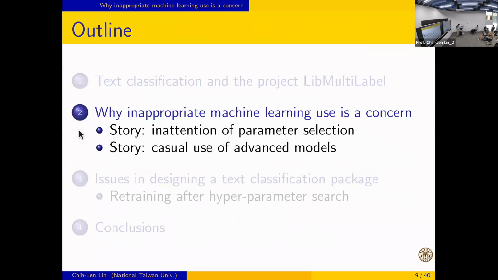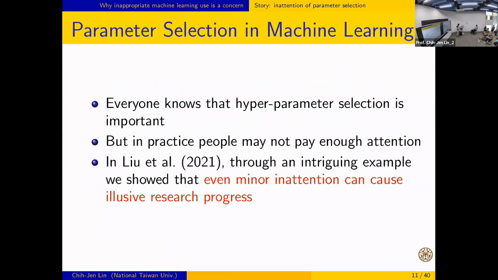So now for this part, I'm going to argue that sometimes users of machine learning methods just don't use those methods appropriately. And this is actually not very good. For we machine learning researchers, we should try to help them to improve their results. So I have two stories here. The first is about the inattention to parameter selection. So I'm going to tell a story here.